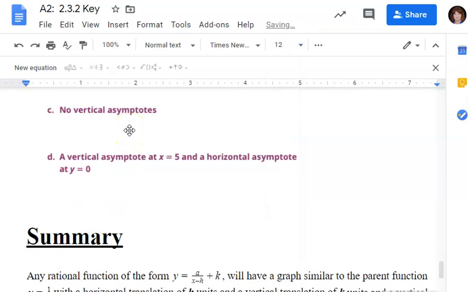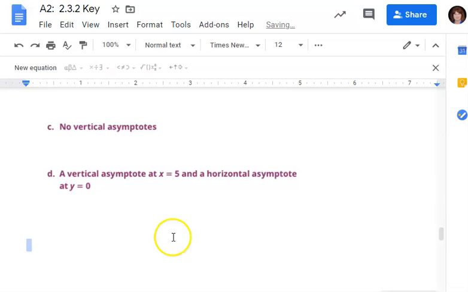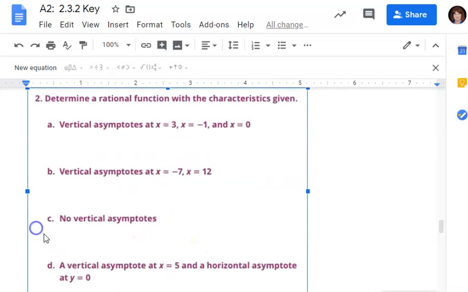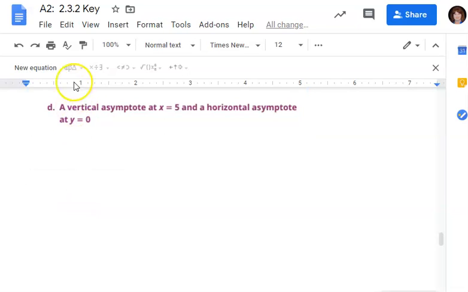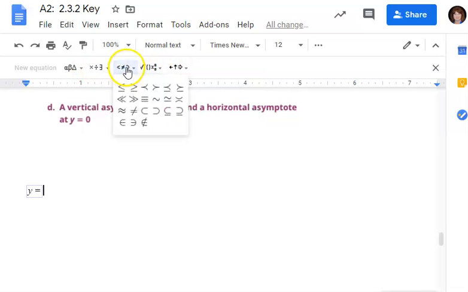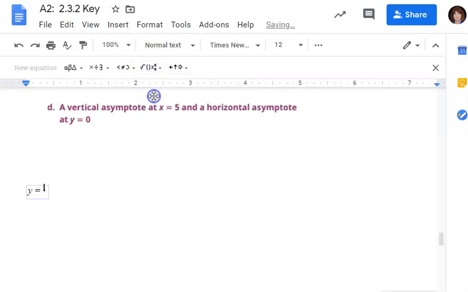So what we're going to do is type in a function. I'm going to use the equation editor and type y equals, and you will need a fraction, so click on the fraction. Here it is. And you can put whatever you want on the top. I'm just going to put a 2 there. You could put a 1 up there. I wouldn't put an x up there, not on this one for sure.